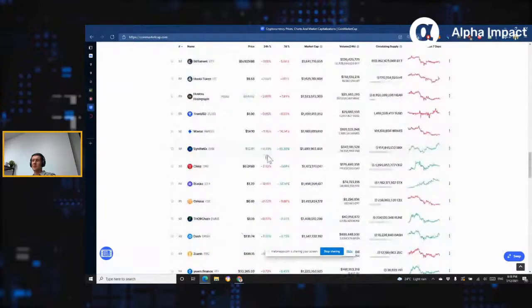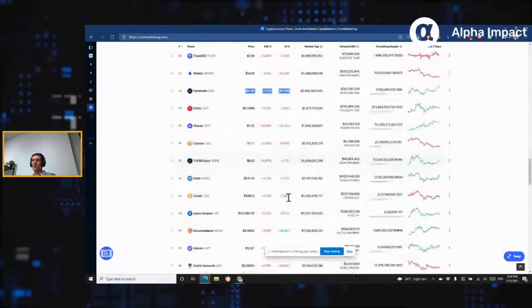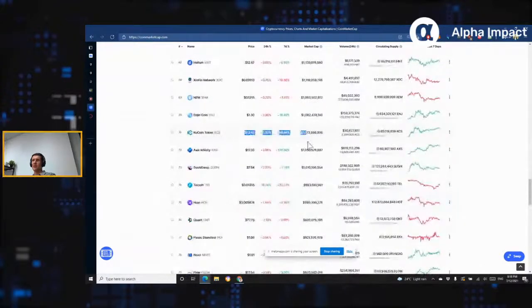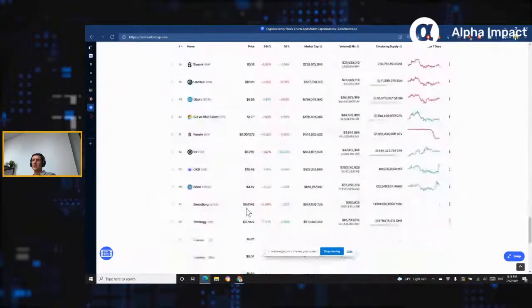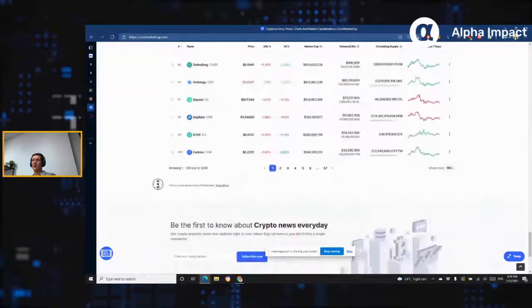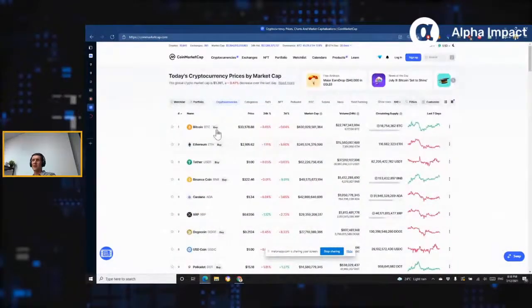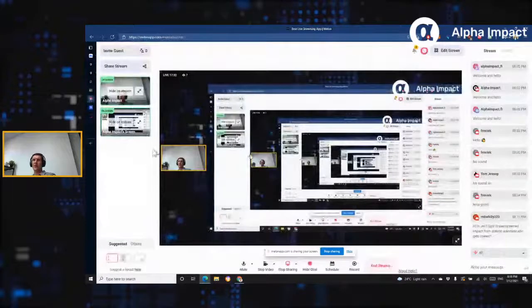Kusama, of course, synthetics. Ooh, that's coming around. That's well above where it was this time last week. KuCoin token, that's good. Yeah, so you can see there's some green out here. I think we're very excited about all these different tokens. So can't wait to launch copy trading.